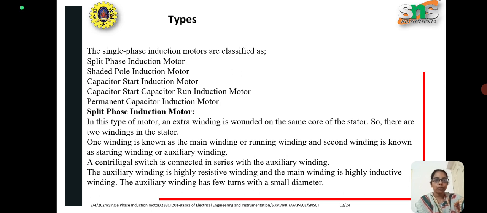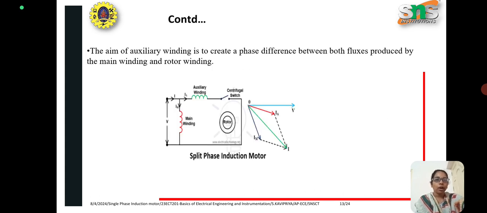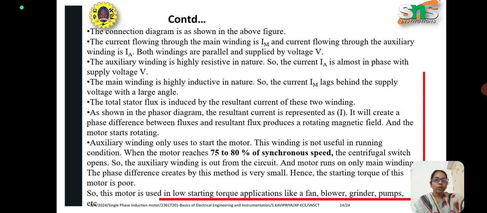Split phase induction motor. In split phase induction motor, we have an auxiliary winding and the main winding will have a centrifugal switch. The switch remains in closed position until the motor reaches 75 to 80% of its maximum speed. Once that speed is reached, the switch opens and the auxiliary winding is removed from the circuit. This type of motor is used in low starting torque applications like fan, blower, grinder, pumps.